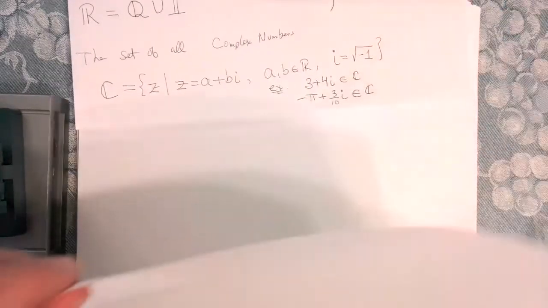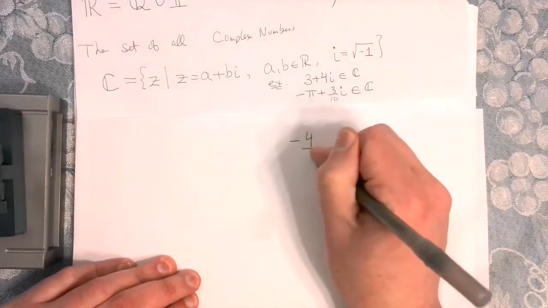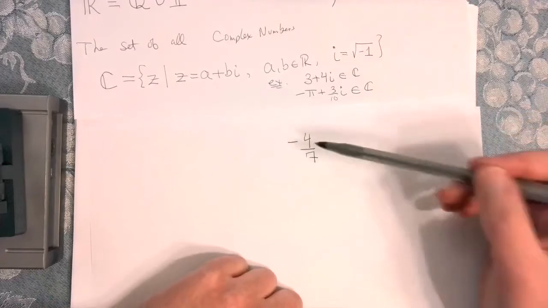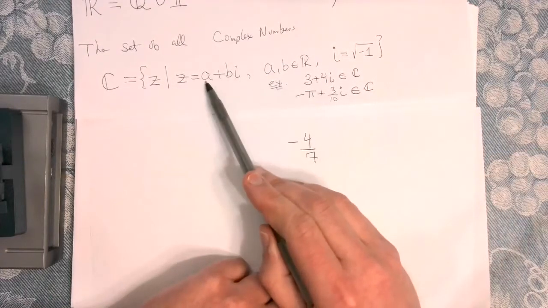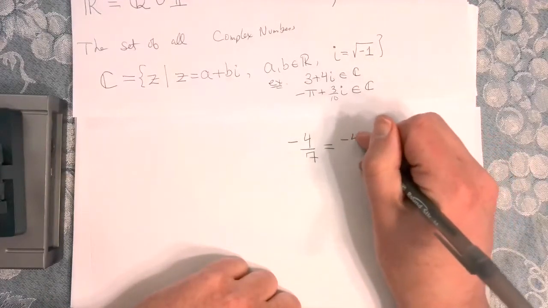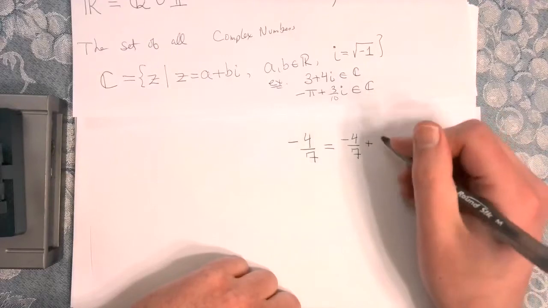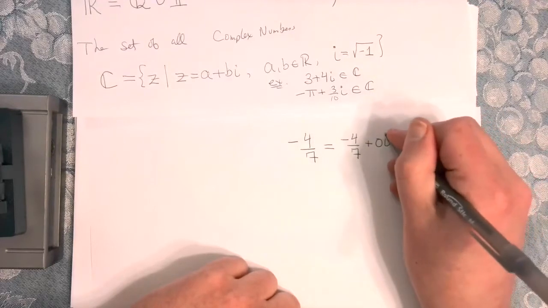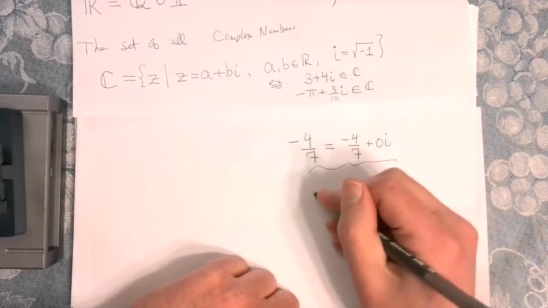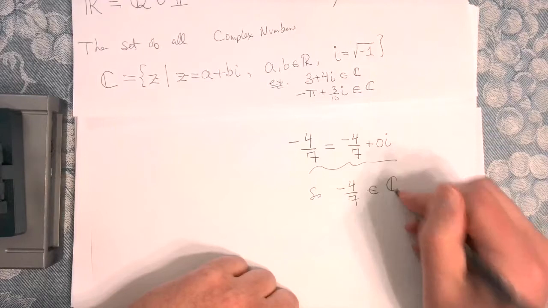Now I've got a question for you. What about this number here? So what about -4/7? Is that considered to be a complex number? Am I able to write this in a plus bi form, real number plus real number times i form? Well, it turns out I can. Because I can do this with any real number. I can write this as -4/7 plus 0 times i, and that would be an a plus bi form. So because this is true, that means that -4/7 is a complex number.